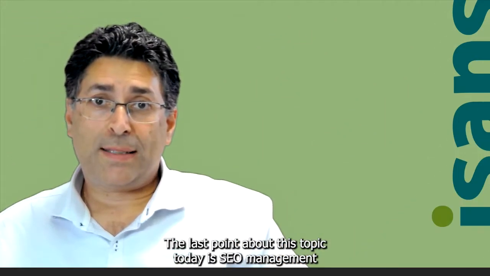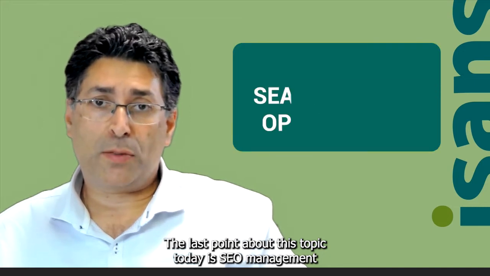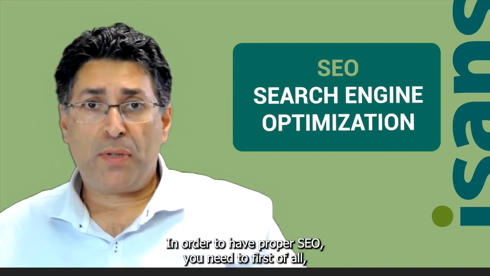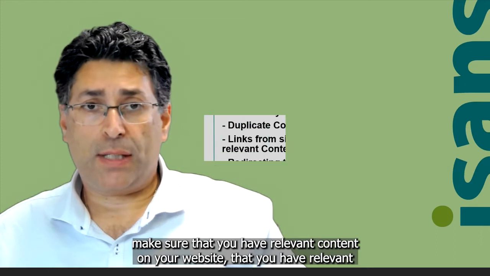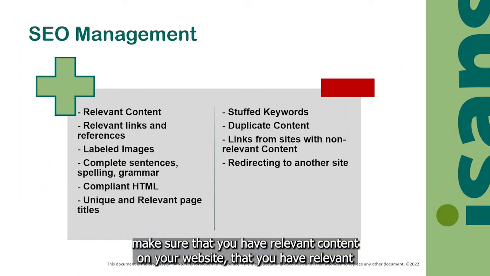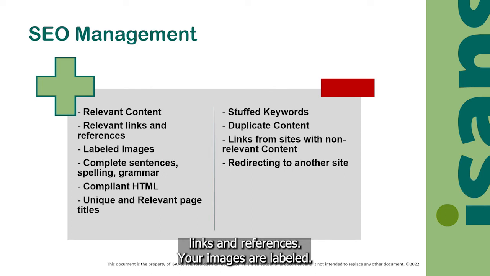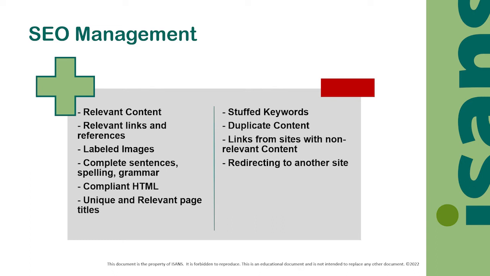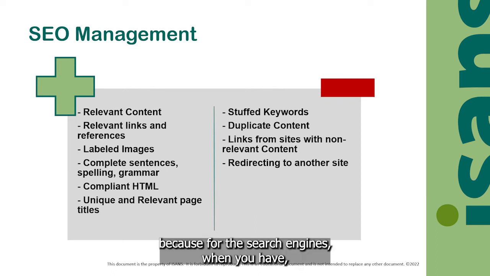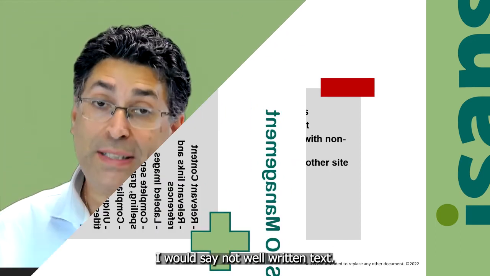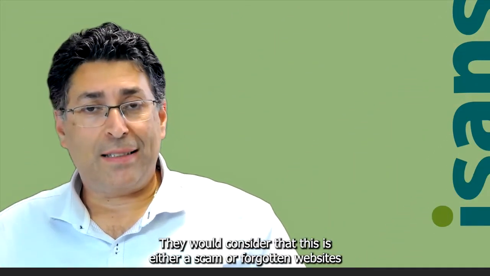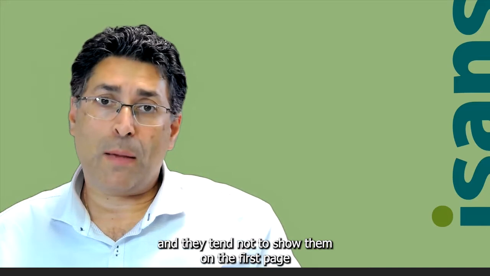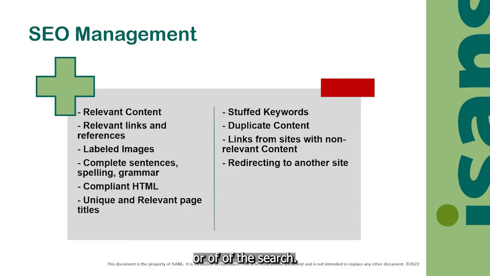The last point about this topic today is SEO management, or search engine optimization management. In order to have proper SEO, you need to, first of all, make sure that you have relevant content on your website, that you have relevant links and references, and that your images are labeled. You need to make sure also that you have complete sentences, proper grammar and spelling, because when you have, I would say, poorly written texts, the search engines would consider that this is either a scam or a forgotten website, and they tend not to show them on the first page of the search.